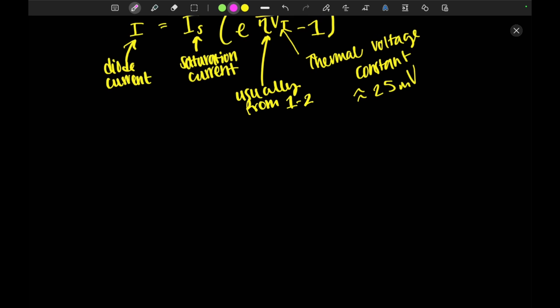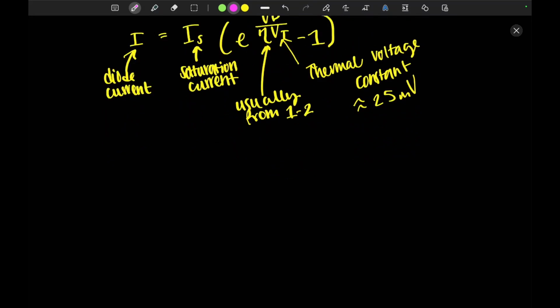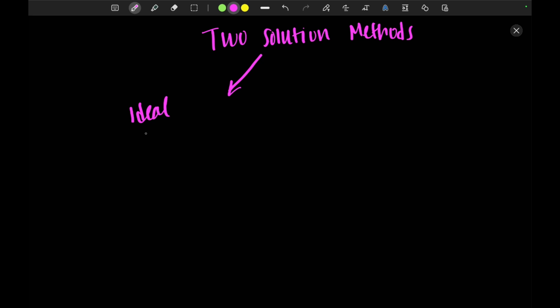So there's actually two better ways, I guess, instead of just trying to solve this fat equation every single time you are working on a circuit. There's two simple paths, so I'll go ahead and write. So one of the methods is the ideal approximation.